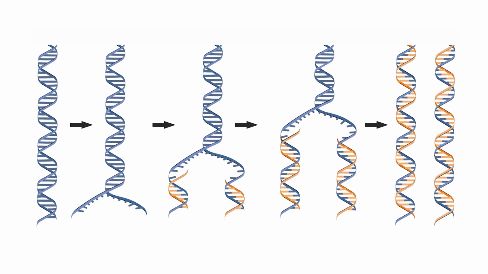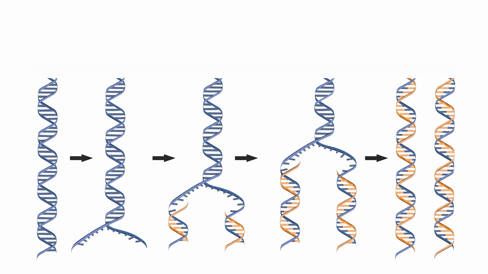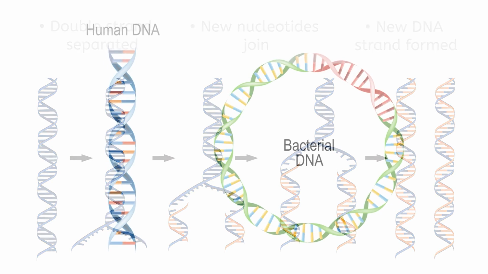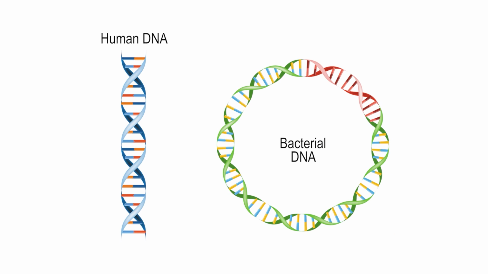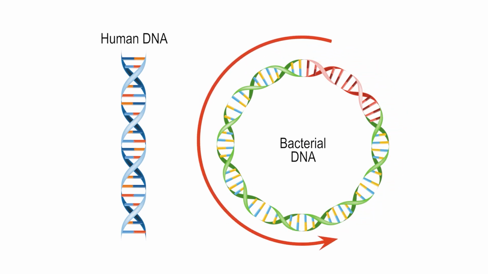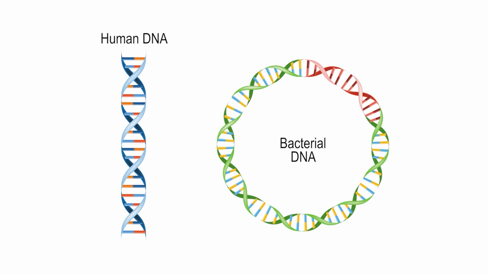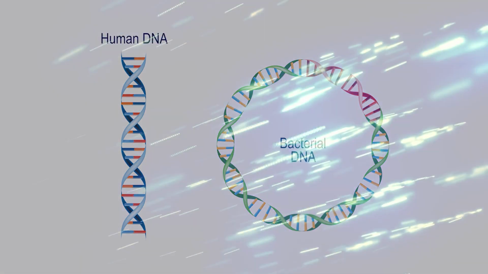The overall process of DNA replication is remarkably similar in all organisms, including bacteria. The double strand is separated, new nucleotides find their complementary nucleotide to pair with, and two new strands of DNA are formed. There are a few small differences in DNA replication for prokaryotes, however. In bacteria, or prokaryotic cells, the DNA is usually circular, instead of being linear like a eukaryotic chromosome. So there is a single point of replication, and it continues all the way around the circle, instead of having multiple origins of replication like a eukaryotic DNA strand.